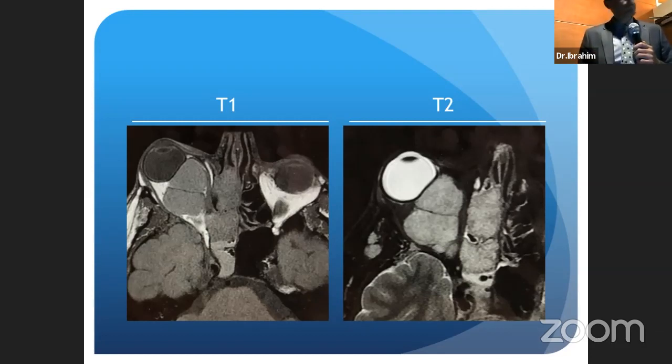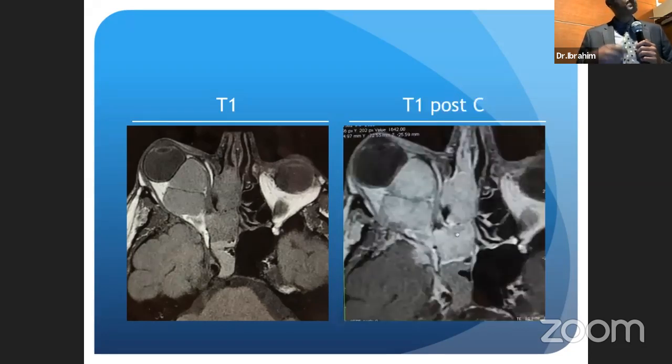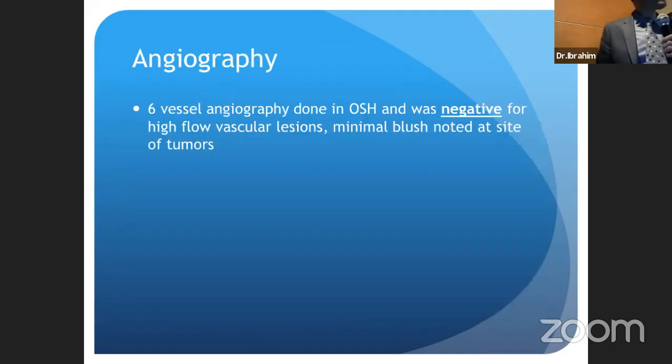This is post-contrast, and you see the enhancement in this lesion. This is T1 post-contrast, and they are enhancing avidly. They are strongly enhancing lesions, and characteristic-wise they fit the pathology diagnosis. So pathologically and on imaging, and with almost 6 years between the time of surgery and the time I saw him, he was having the same issues, not much progression. Angiography was done at another institution and was negative for any high vascular abnormality.